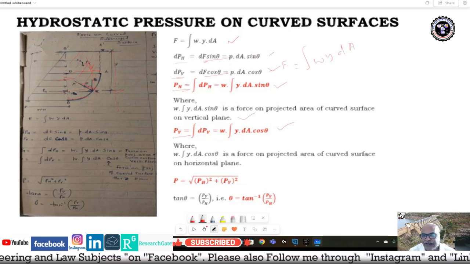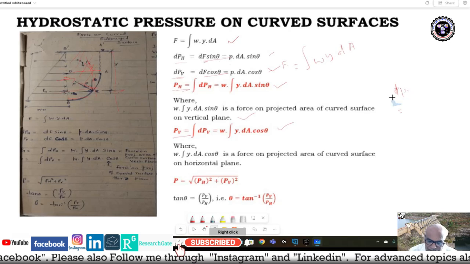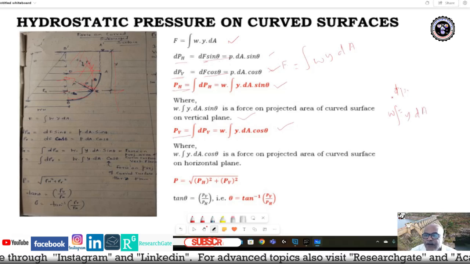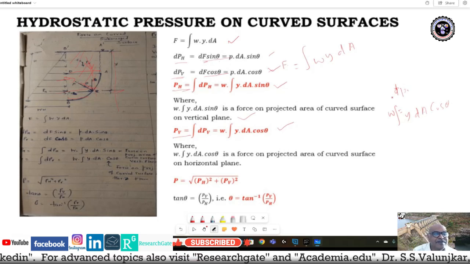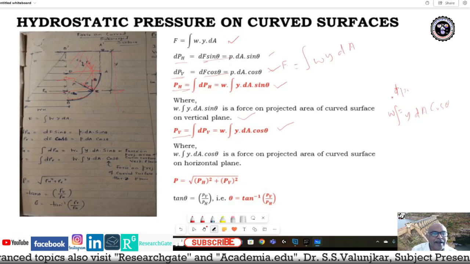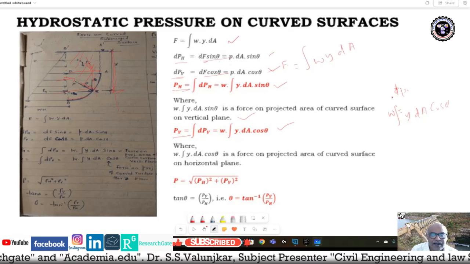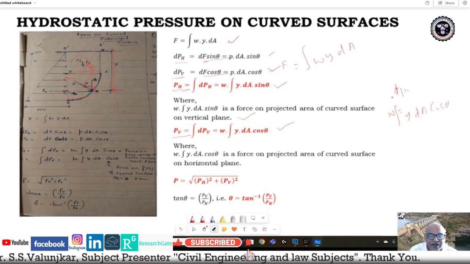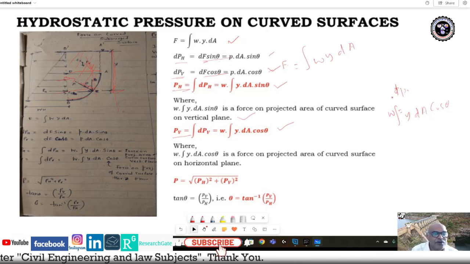So when we take dPV, it is equal to W into the integral of y dA cos theta. So y dA is the area, and y into dA, or area, and cos theta. Where W into the integral of y dA cos theta is the force on the projected area of the curved surface on a horizontal plane. This is the horizontal plane and this is the vertical plane.